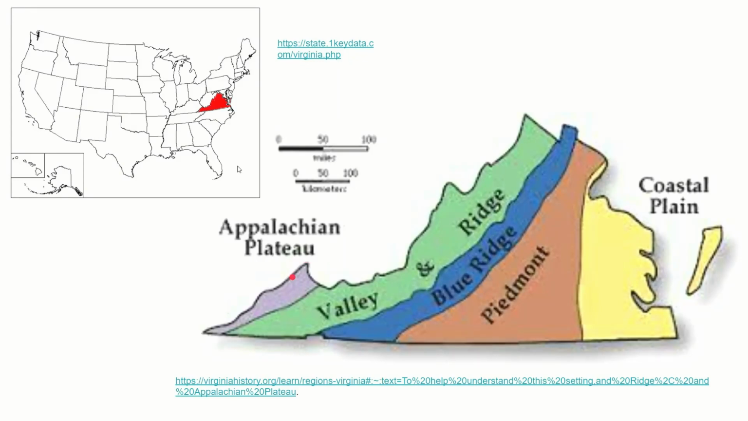First, we have the Appalachian Plateau, which is an elevated region of flat land in the west of the state. Then we have these two mountainous regions. We have a hilly region called the Piedmont, and we have the coastal plain or tidewater region, which is a low elevation region next to the Atlantic Ocean, as you can see in this map from Virginia history.